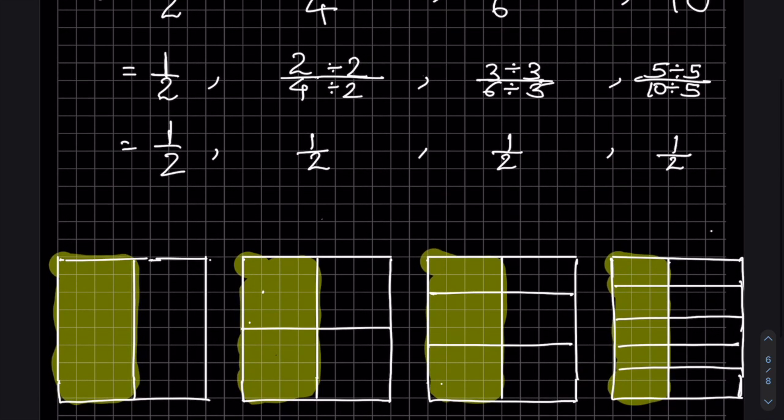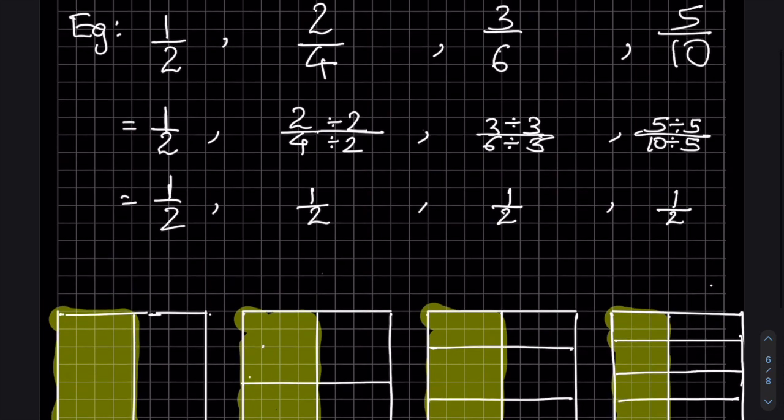Now we'll see the diagrammatical representation of all these fractions. 1 over 2. So here I have taken a big square which is divided into 2 equal parts, out of which one part is shaded. 2 over 4. The same square I have divided into 4 equal parts, out of which 2 are shaded. 3 over 6. The same big square is divided into 6 equal parts, out of which 3 are shaded. 5 over 10, that same big square is divided into 10 equal parts, out of which 5 are shaded.